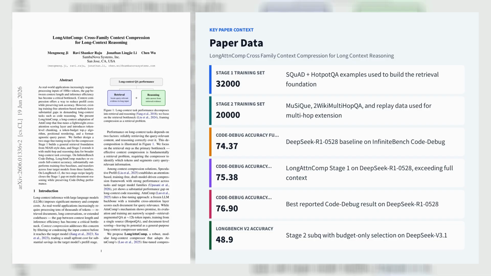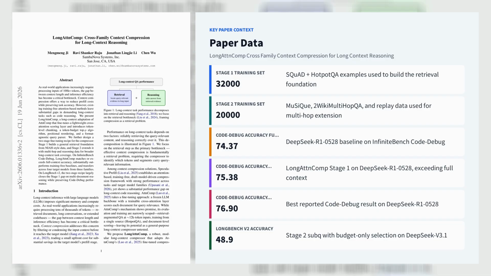On InfiniteBench Code Debug, Stage 1 reaches 75.38% on DeepSeek R1-0528, surpassing full context at 74.37% and beating speculative prefill at 62.44%. Stage 2 improves to 76.9%. The same compressor transfers without retraining across DeepSeek R1-0528, DeepSeek V3.1, MiniMax M2.5, and GPT-OSS-120B, with gains of 7.31 points over speculative prefill.